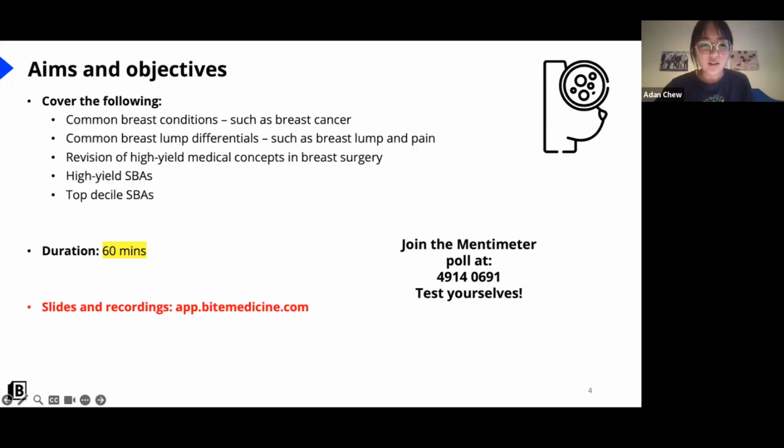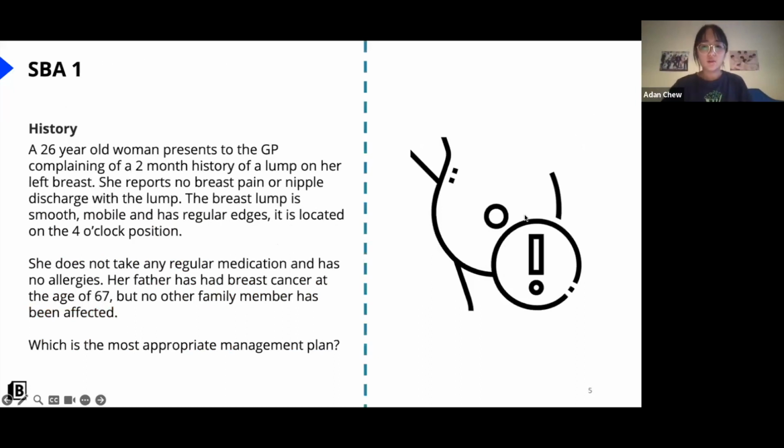Okay, that's fine. We will make a start. So we'll start with the first SBA. The history is a 26-year-old woman presenting to the GP complaining of a 2-month history of a lump in her left breast. She reports no breast pain or nipple discharge with the lump. The breast lump is smooth, mobile, and has regular edges. It's located at around the 4 o'clock position. She does not take any regular medications and has no allergies. Her father had breast cancer at the age of 67, but no other family member has been affected. The question is, what is the most appropriate management plan?